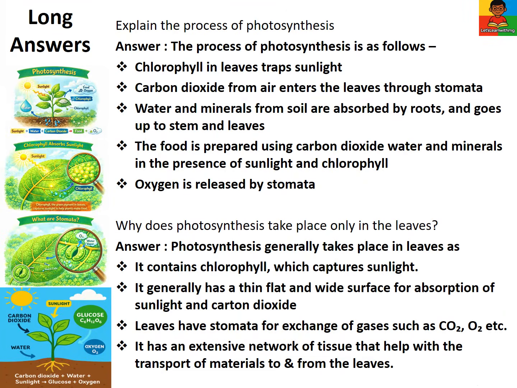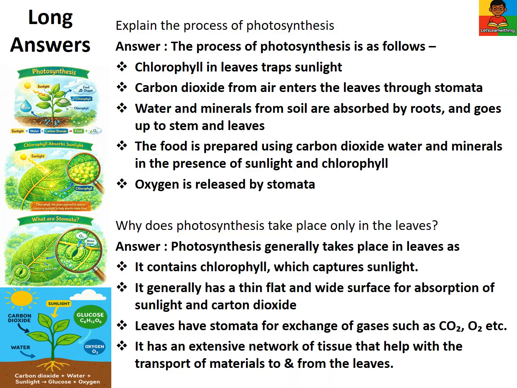Long answer. Explain the process of photosynthesis. Answer: the process of photosynthesis is as follows. Chlorophyll in leaves traps sunlight. Carbon dioxide from air enters the leaves through stomata. Water and minerals from soil are absorbed by roots and go up to the stem and leaves. The food is prepared using carbon dioxide, water, and minerals in the presence of sunlight and chlorophyll. Oxygen is released by stomata.